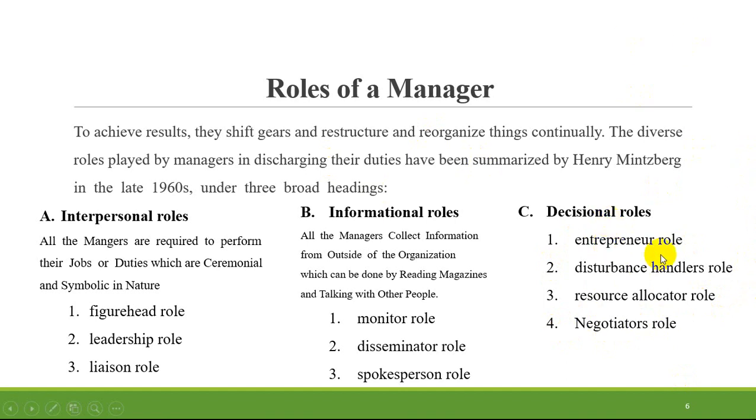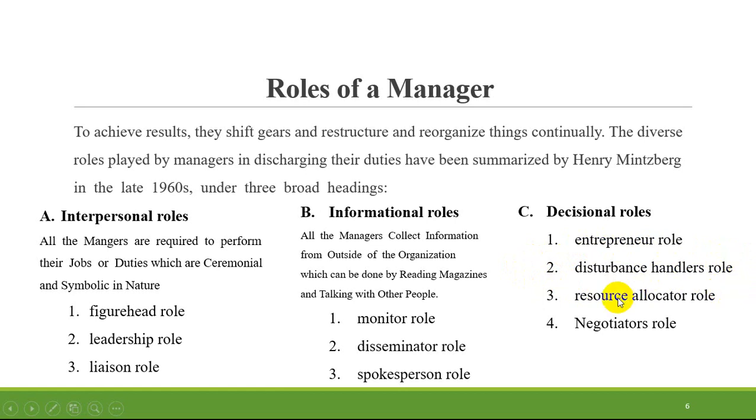Under the disturbance handler role, if there is any conflict, any grievance, any problem between the staff of the organization, we have to handle that and solve it. We have to make a very smooth, proper, task-oriented, motivating, friendly environment between the staff. If we don't have that, we cannot move ahead in a positive direction, and we will have conflict and grievance between the staff of the organization.